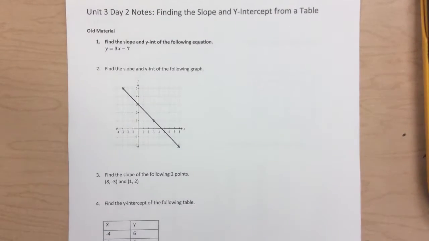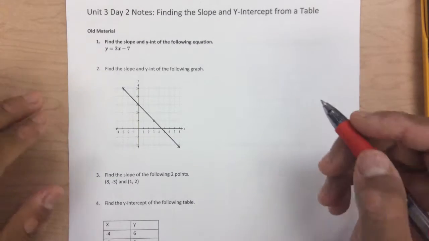So today we're going to do Unit 3, Day 2 notes, which is finding the slope and the y-intercept from a table. So basically, this is our second day of review of everything we've learned from Unit 2 when it involves the slope and the y-intercept.